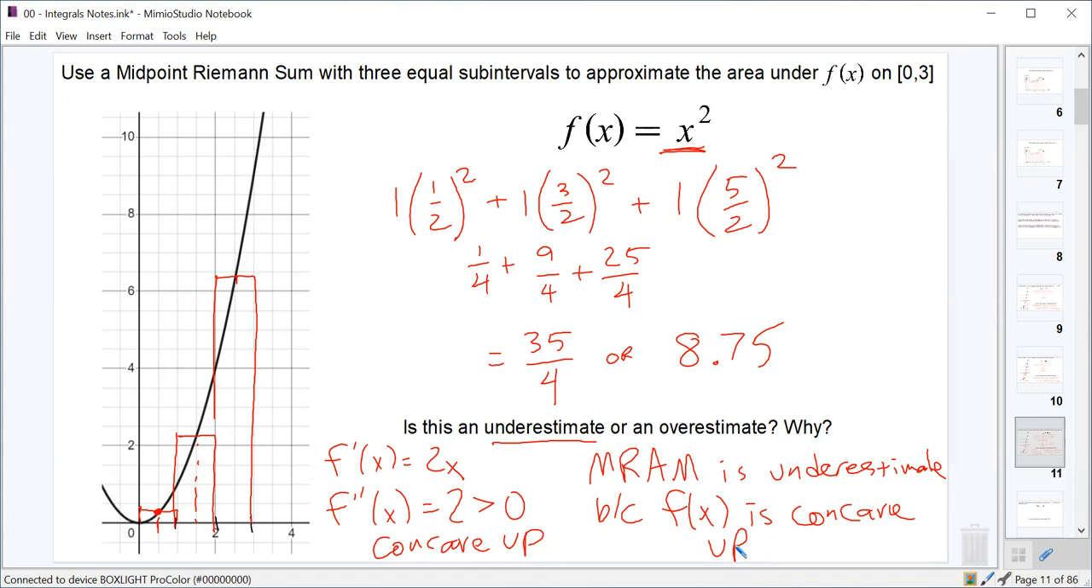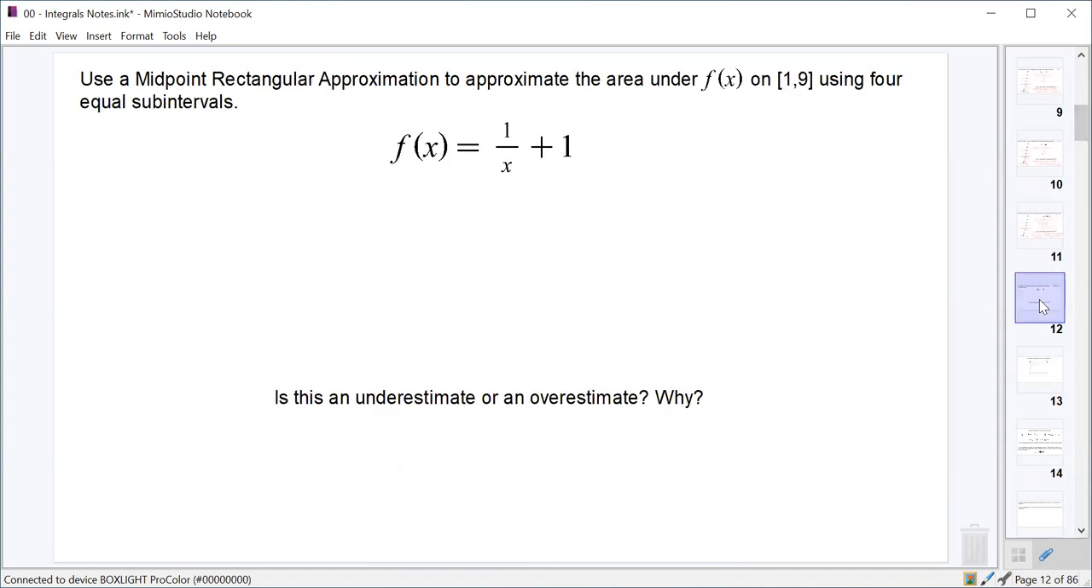So now real quickly, we'll do one more example of a midpoint rectangular approximation, and then we'll be done for today. So we're going to take the function f of x equals 1 over x plus 1, and we're going to approximate the area under the curve on the interval 1 to 9 using 4 subintervals. So if I'm taking 1 to 9, which is 8 units long, and dividing that up into 4 equal subintervals, there'll be 2 units in length each, which means they're going to go from 1 to 3, 3 to 5, 5 to 7, and 7 to 9. And each of those are 2 units in length.